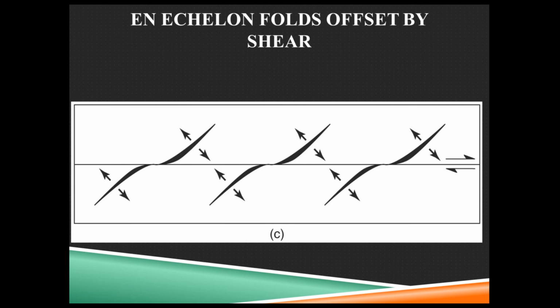Now, sometimes you can get those en echelon folds, and then they get sheared and offset because a fracture happens down the middle of the fault zone or somewhere within the fault zone, and you get strike-slip motion that then cuts those en echelon folds in half, and you get cool shapes.